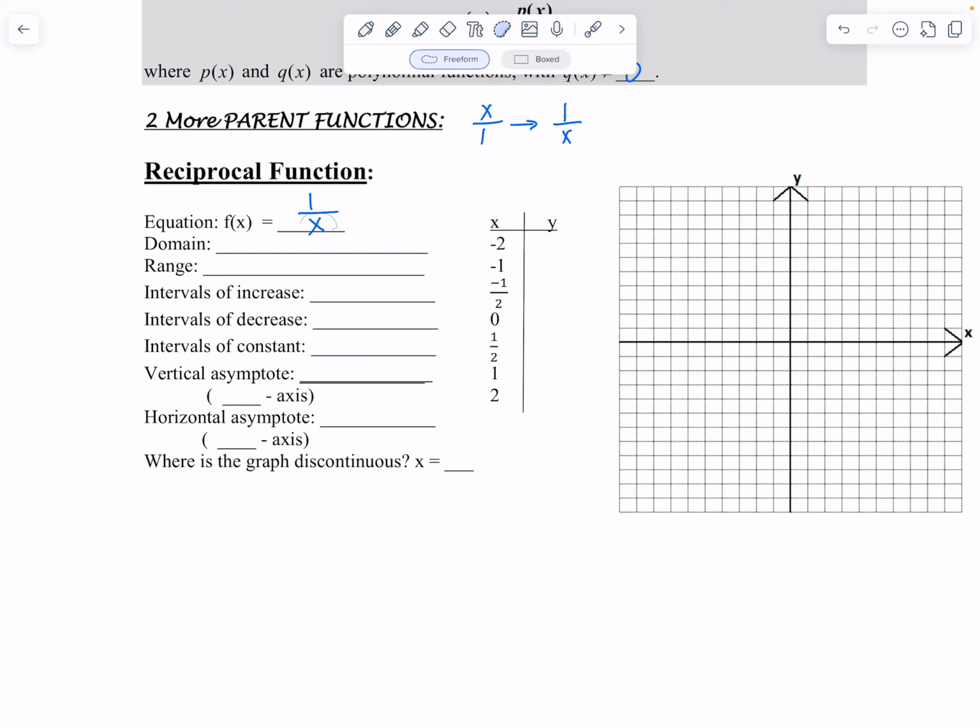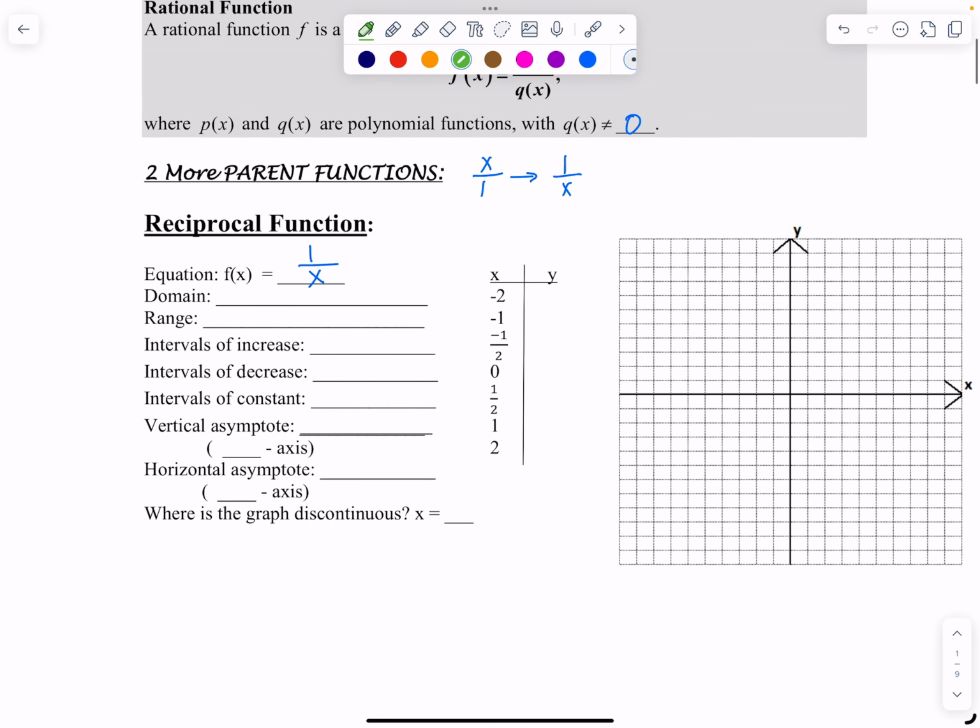First thing is that the x is on the bottom. Remember, we said that x cannot be 0. So since x cannot be 0, you will never have a point on this line. This line is called an asymptote. So x can never be 0, so we have what's called an asymptote. Your graph is never going to cross that line.